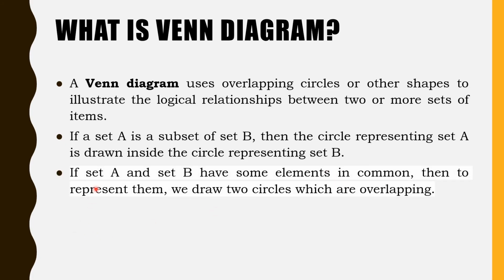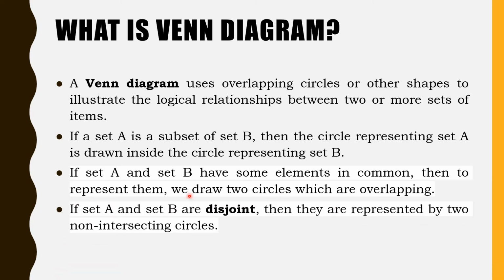If a set A and set B have some elements in common, then to represent them we draw two circles which are overlapping. If set A and set B are disjoint, then they are represented by two non-intersecting circles. So, dalawang circles yan na magkahiwalay.